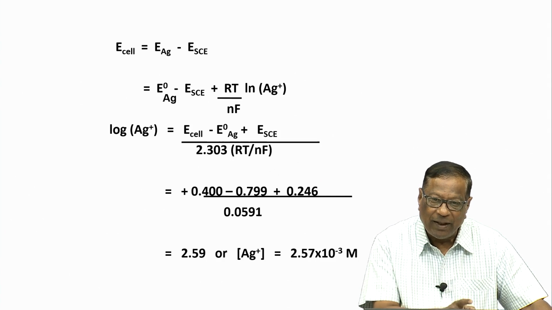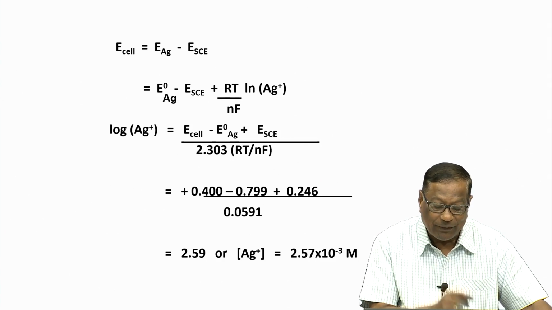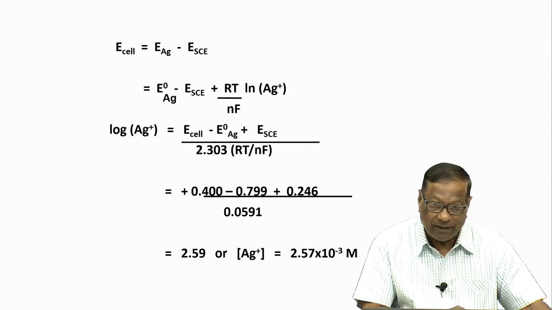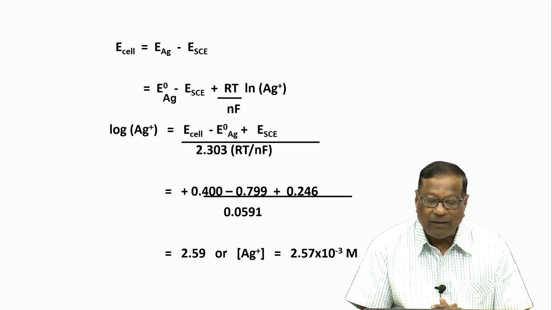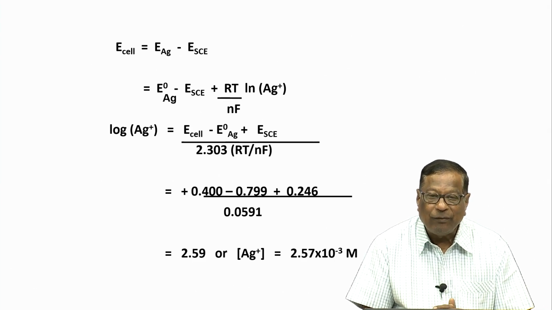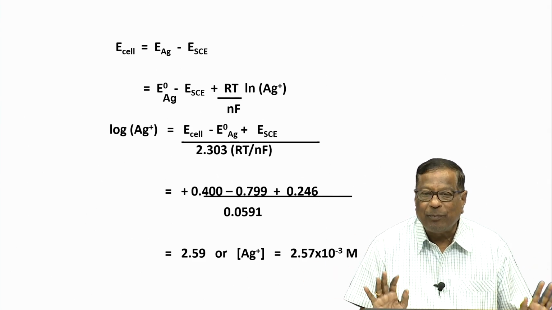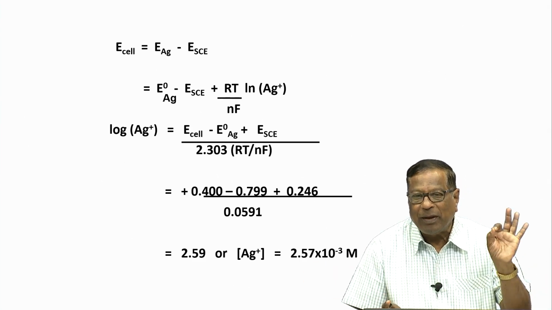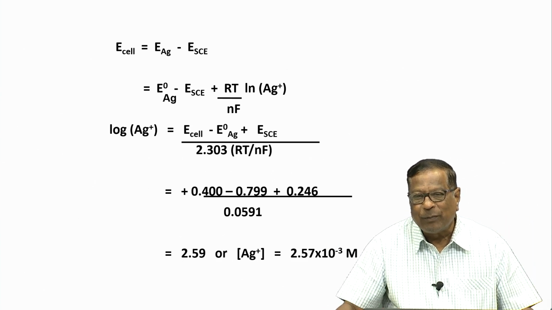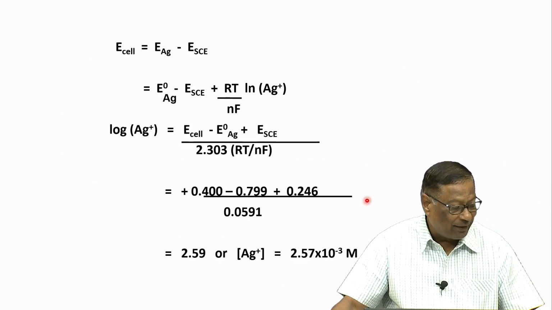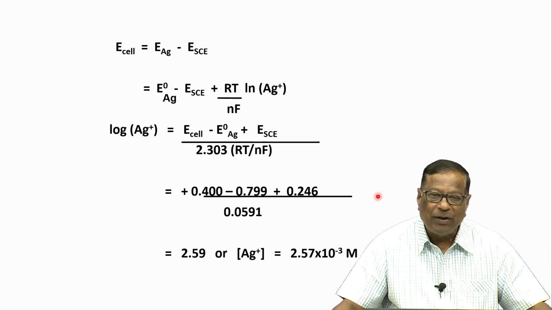2.59. Take the anti-log of this. That tells me the concentration of silver plus is 2.57 into 10 raised to minus 3. I do not have to do any experiment at all. Just by noting down the potential, I can find out what is the concentration. That is the beauty of potentiometry.